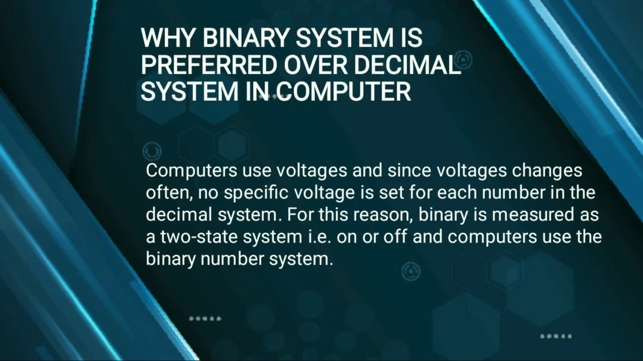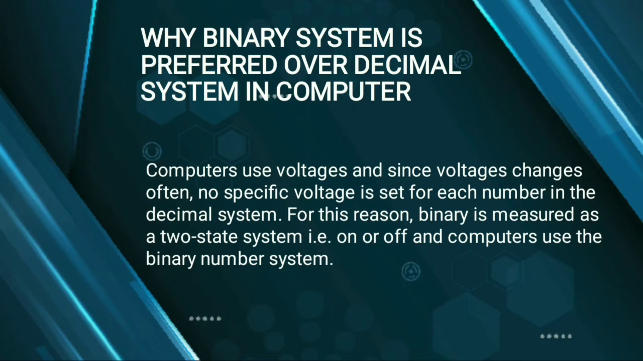Now moving to our topic, a computer uses voltage, and voltage changes often. So it is difficult to design electronic equipment that can work with 10 different voltage levels, that is from 0 to 9, whereas it is easy to operate with only 2 voltage levels, that is on and off. That is why the binary system is preferred over the decimal system in computers.